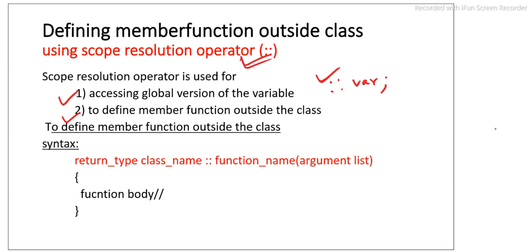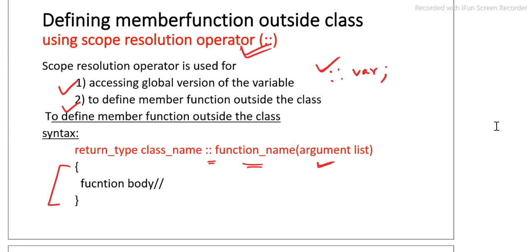The syntax is: the return type of the function, then the class name we have created, then the scope resolution operator, then the function name. For the function we can put some arguments according to our program requirement, followed by a pair of curly brackets, and inside the curly brackets the function body will be written. So this is the syntax. Let's discuss one example.